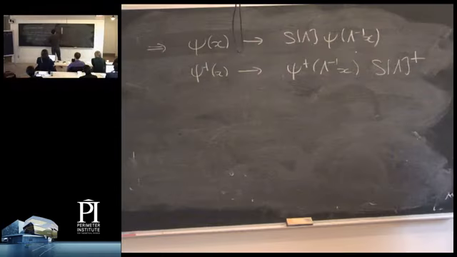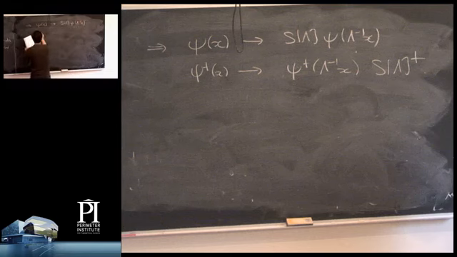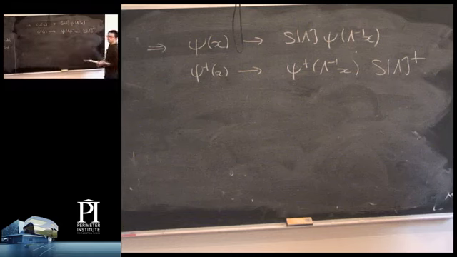So under a Lorentz transformation, psi of x goes to this, and psi dagger of x goes to this. Okay? This is now just the conjugate of the one above.